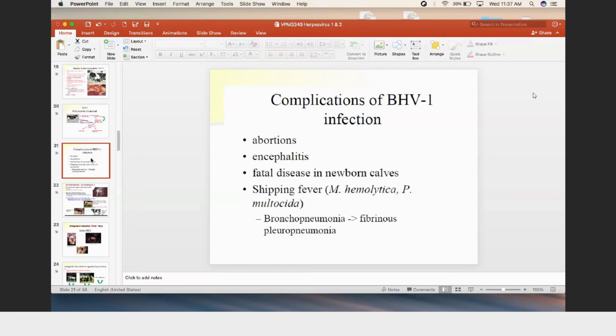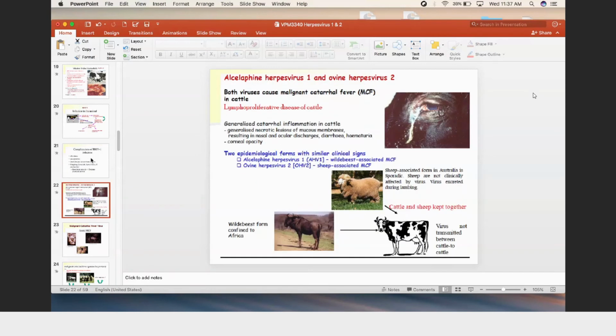So basically, it causes abortion, encephalitis, fatal disease in newborns, and also shipping fever. Shipping fever here means when you transport animals, the animals get fever, and then you see infections occurring there. Understand? I hope that you all focus on bovine herpes virus here. Bovine herpes virus or IBR, infectious bovine rhinotracheitis, they are the same thing. Study that. Other viruses, which I don't want to emphasize so much here, you can read on your own.